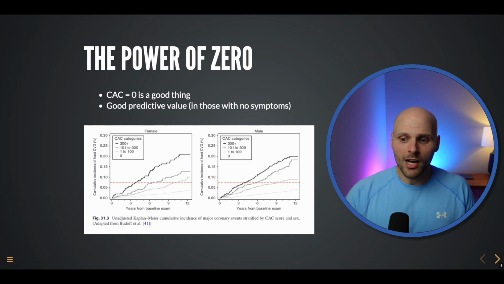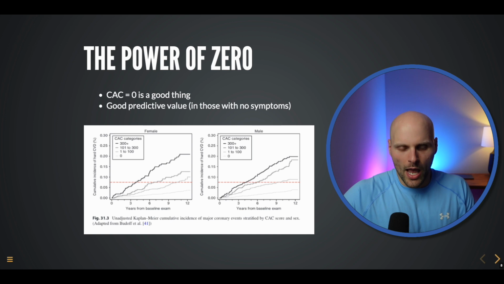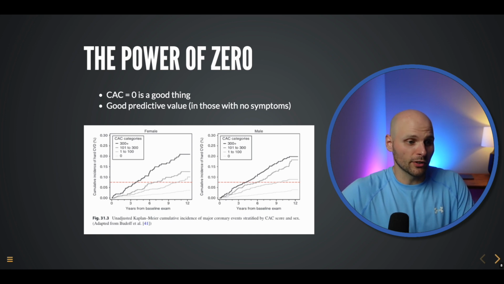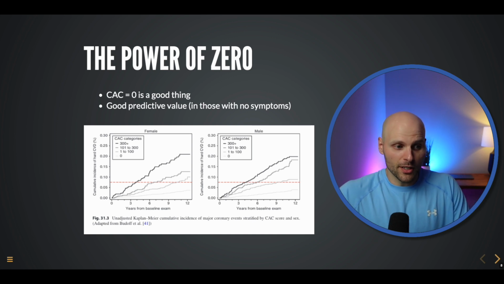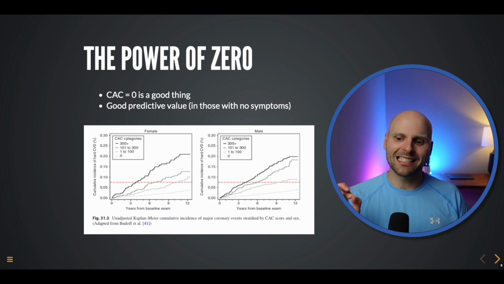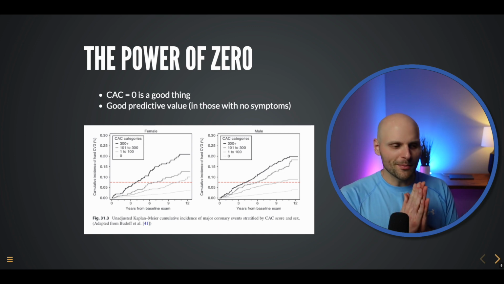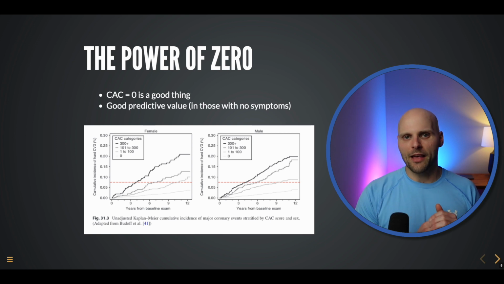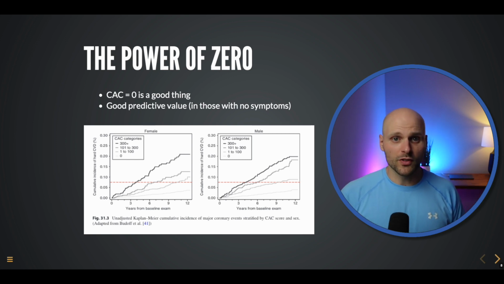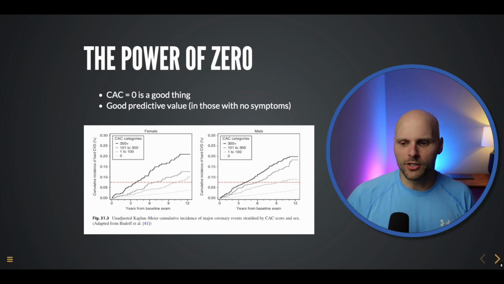Okay, and so I want to talk about the power of zero, right? That sounds like a cool title for a book, but this is saying, hey, what happens when we have a zero score on our CAC? So a CAC score of zero is a good thing, right? It has a really good predictive value in those people with no symptoms. That is the big caveat, right? If you have symptoms, it doesn't matter what the CAC shows, we're concerned that you have pretty significant atherosclerosis. But if you have no symptoms, a score of zero is pretty reassuring, which is good.